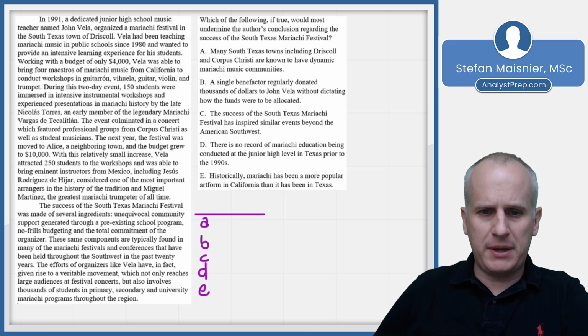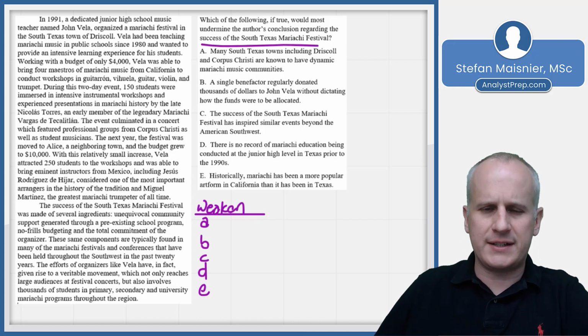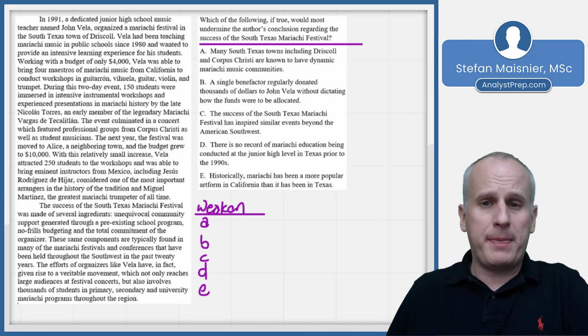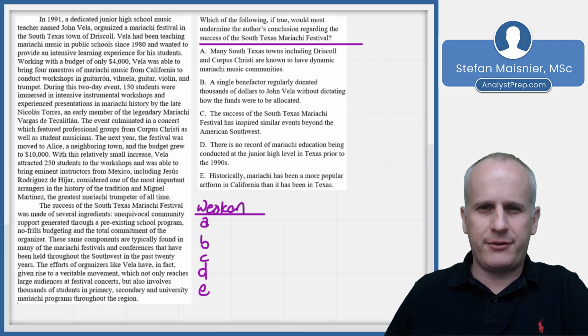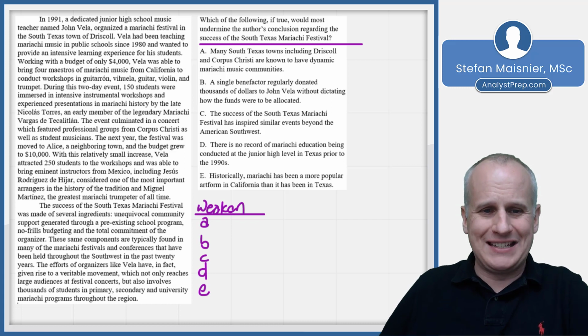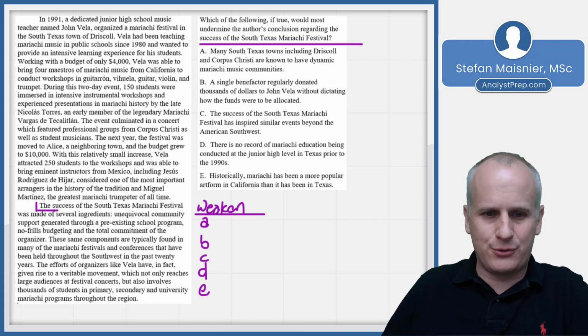So this is basically looking to weaken that conclusion, and we need to find specifically the success of the South Texas Mariachi Festival. And most likely an application task is going to be later on in the set of 3 or 4 questions for a critical reasoning or reading comprehension passage in the verbal reasoning section. But for the purposes of this example, we can see that the success is right here.